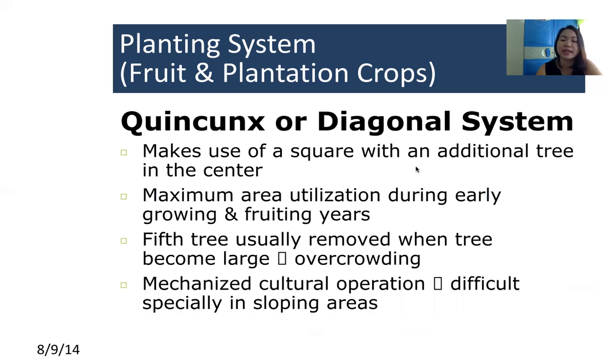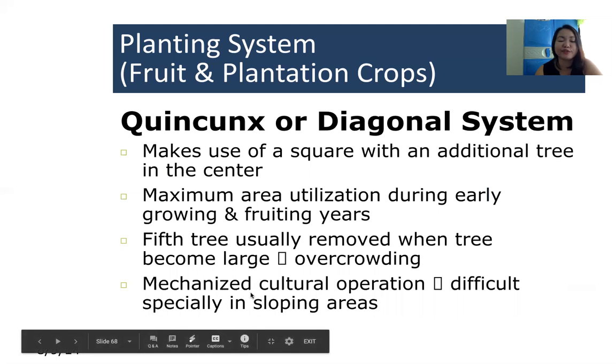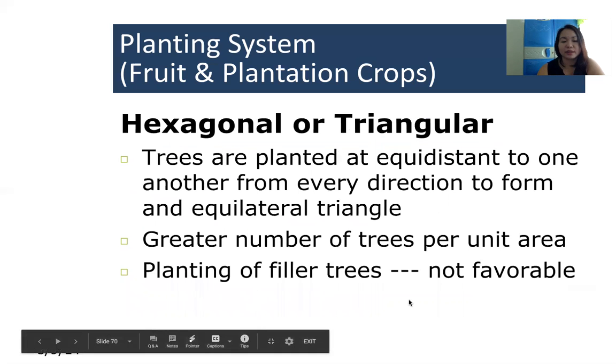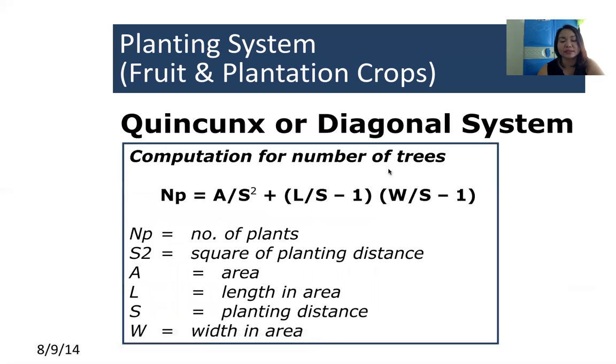For the quincunx or diagonal system, it makes use of a square with an additional tree in the center, giving maximum area utilization during early growing and fruiting years. The fifth tree is usually removed when trees become large or overcrowded. This is ideal for mechanized culture operations, which are difficult especially in sloping areas. Diagonal just means it's a diagonal shape.